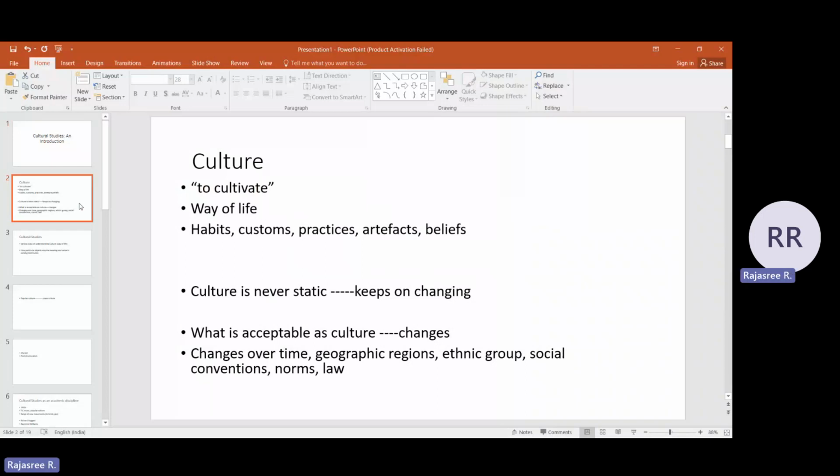It keeps on changing. Earlier, sleeveless dress was not part of Kerala culture. Similarly, when you now see people wearing Bermuda types, we used to ask, did you forget to wear your mundu? But it has become a part of culture, Kerala, at least in cities nowadays. So, what is acceptable as culture? What is not acceptable? What is not recognized as respectable as culture? It keeps on changing.